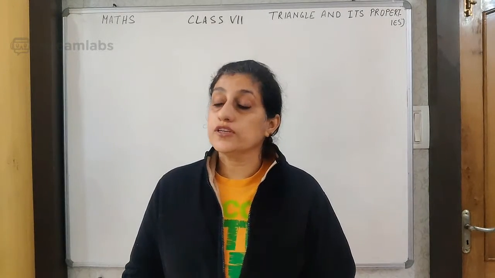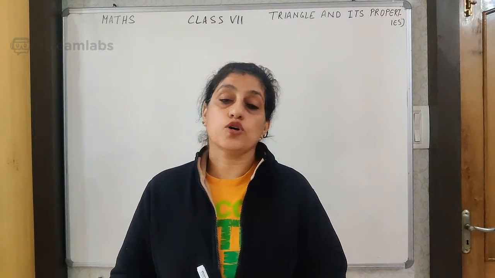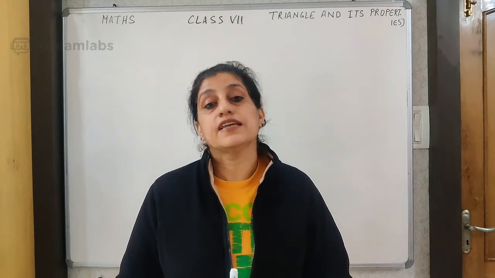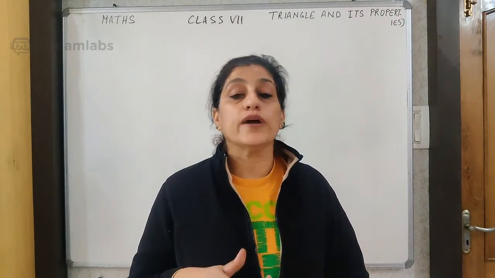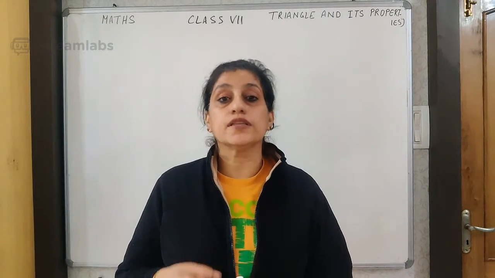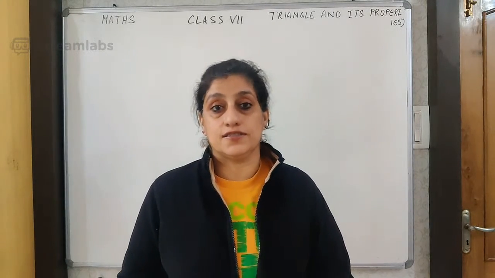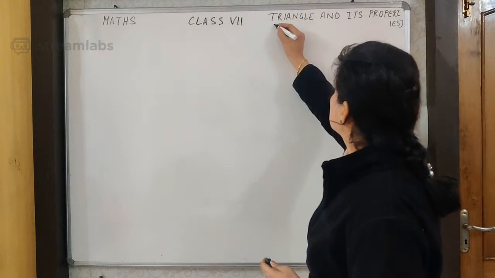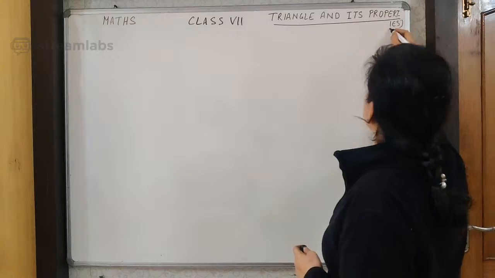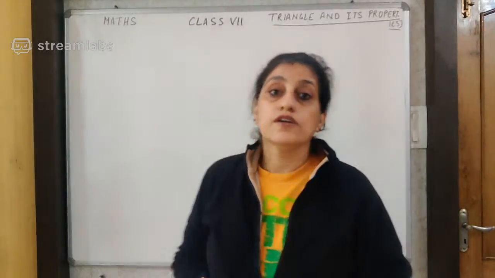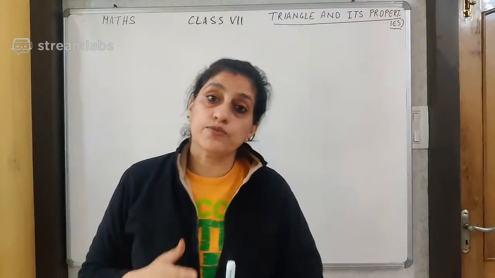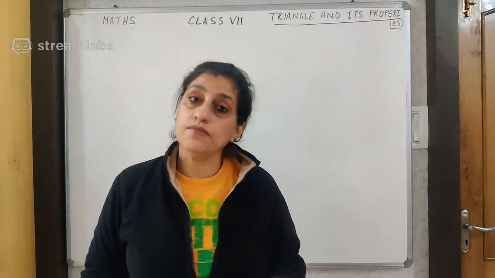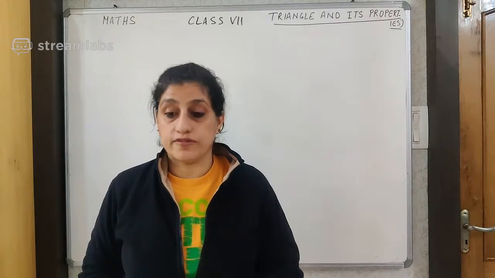Today we are going to start a very interesting topic of mathematics. We are doing it at class 7 level, but this will be helpful to everybody who has some doubt in the basics of triangles. So here you can see I have already mentioned the name of the chapter, Triangle and its Properties. We are going to discuss some basic properties of triangles and then we are going to apply them in some questions as we solve them.